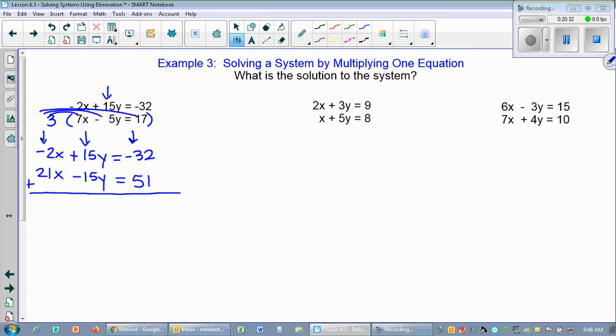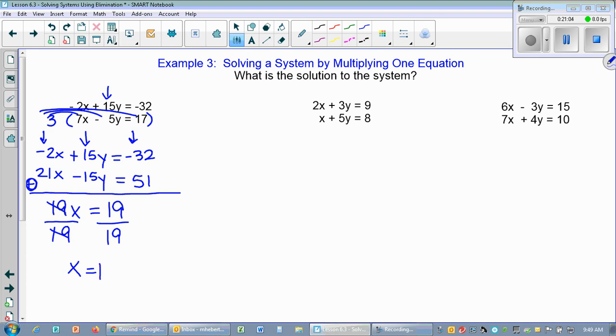So negative 2 plus 21 is a positive 19x. Positive 15y plus negative 15y is 0. Negative 32 plus a positive 51 is 19. We'll divide each side by the coefficient of 19 so that we can get the variable x by itself, leaving me with a 1x. And 19 divided by 19 is 1.